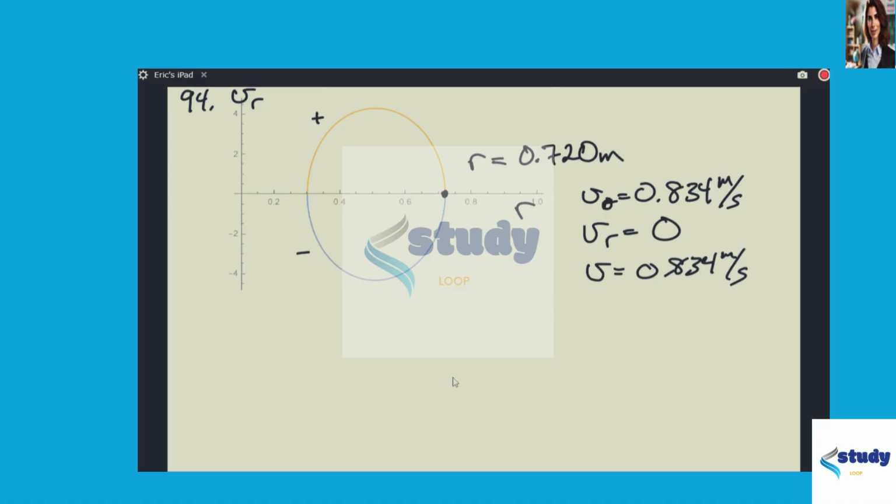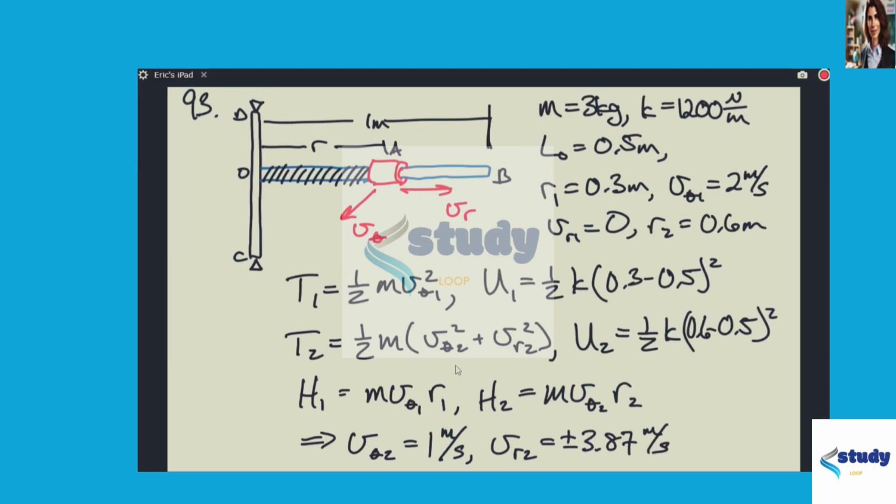This problem is really an extension of the previous problem, and we want to know when the maximum distance between the origin and the collar is, and then the speed at that distance. So what we can do is go back to our previous problem here, and what we wind up doing is we don't know R2 now.